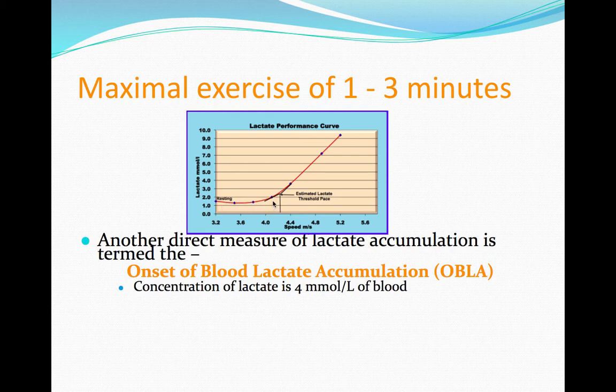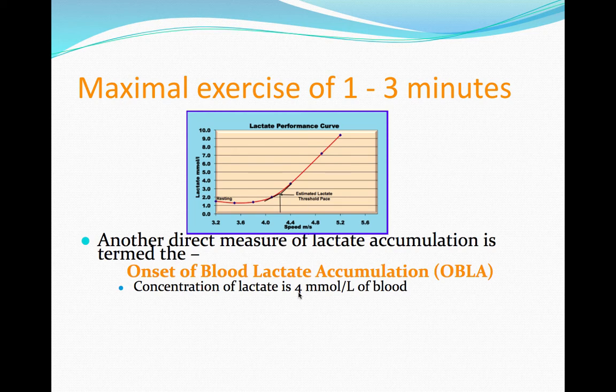Resting levels, and then boom, there's a big jump in the amount of lactate in the blood at a certain point in exercise. So this person, in this example, at about 4.2 meters per second, that would be their lactate threshold. It's the point at which it begins to accumulate, right?